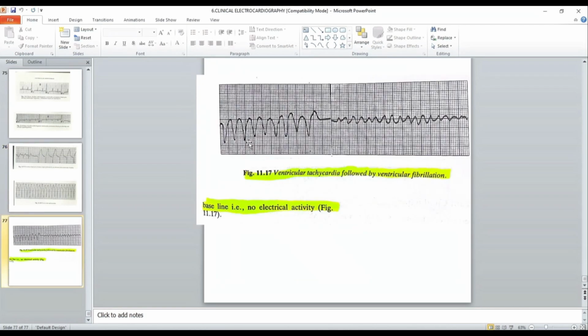Ventricular regular complexes, wide ventricular tachycardia, become totally irregular: ventricular fibrillation. This will be followed by a straight line showing no electrical activity, meaning death.